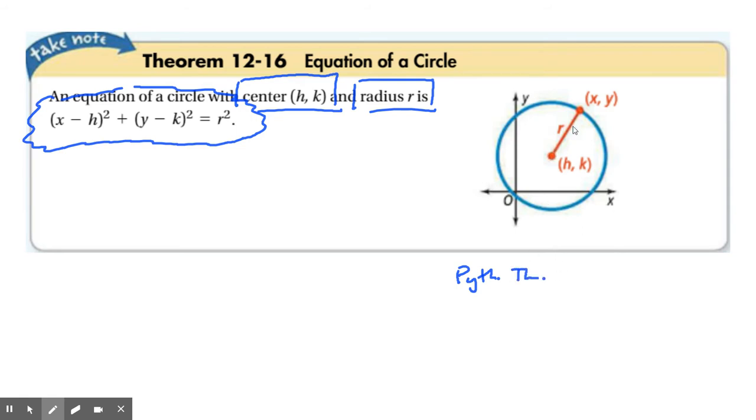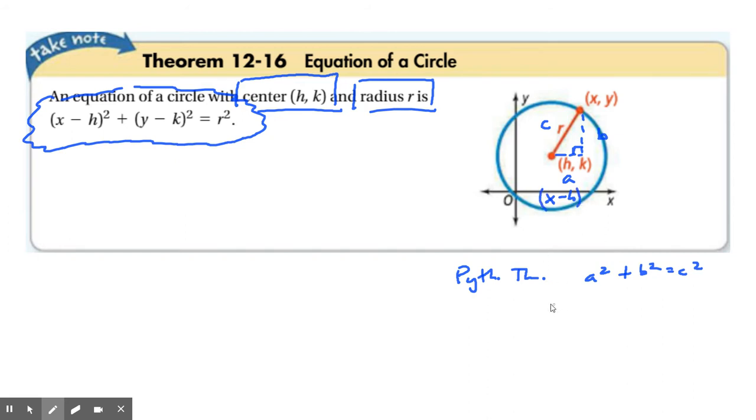I hope you can see that in this picture, I could easily make a right triangle by dropping a vertical down, horizontal over. There's my right triangle. Remember, the Pythagorean theorem is a squared plus b squared equals c squared. Let's let this side of the triangle be a, that side be b, and that side be c. So what is a? Well, a is going to be the distance in your x direction. It's the difference between this x and that x, the difference between x and h.